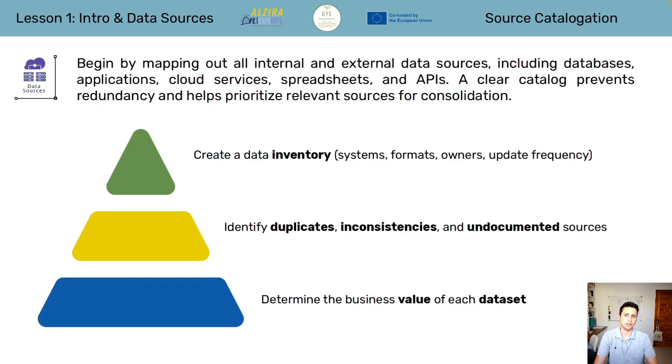Well, first of all, we need to catalog those documents, okay, or that data set, that information. So we should begin by mapping internal data sources from our organization, okay, and external data sets that we are using. Okay, there we should include databases, applications, cloud services that we are using, spreadsheets, and APIs, or some integration through API where we are accessing data sets from other companies. Okay, it helps us to prioritize sources for consolidation.